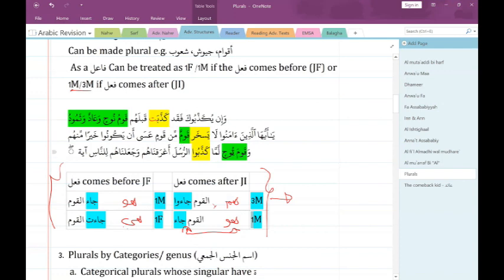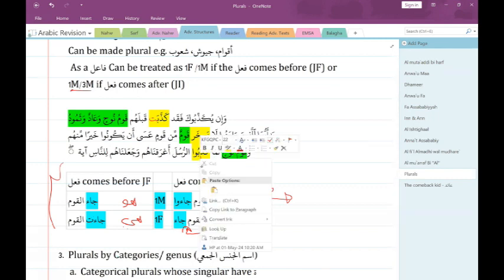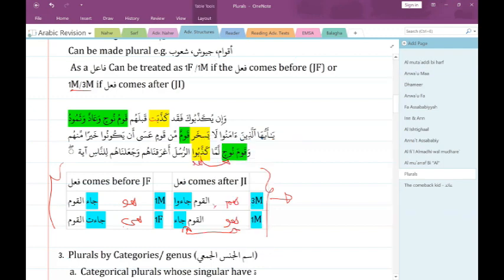Yes, this is mudaf and mudaf ilayhi, qawma Nuhin. So what is this forming here, sister? Lamma kazzabu. Basically, kazzabu is going back to qawma Nuhin. Of course, qawma is mansub for a reason. I don't know what happened in the ayah before, or why it is mansub. There could be a reason why it is mansub. But we are looking at kazzabu. This is the fi'l. It came after. So the hum inside here is referring to qawm Nuh.